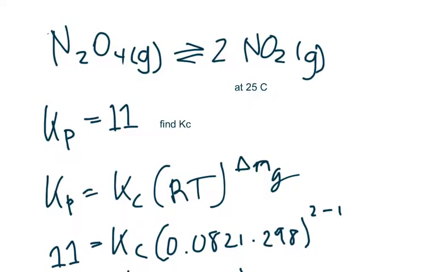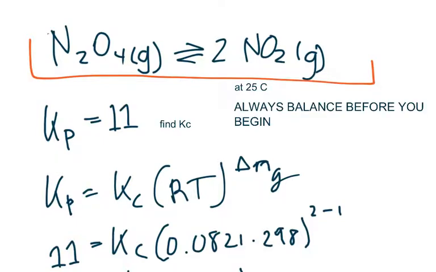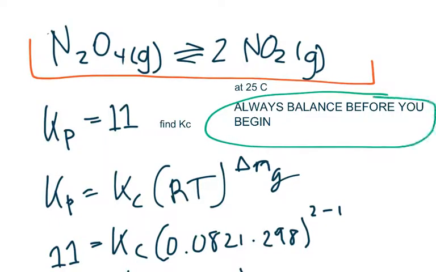Now let's do a practice problem with the equation that we just learned. Here is the equilibrium reaction between dinitrogen tetroxide and nitrogen dioxide. You have to balance it, of course, and we did that for you. A nice little reminder I want to give you is to always balance your reactions before you begin. Now, the Kp of this reaction is 11, and that's at 25 degrees Celsius.